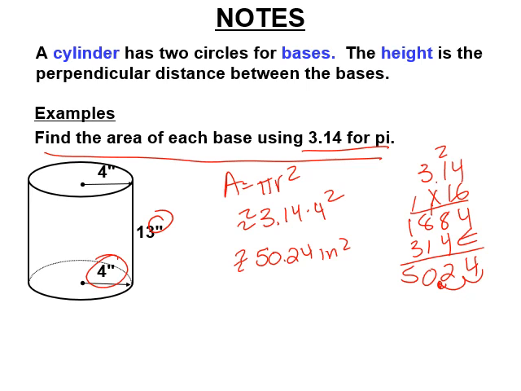Now it turns out all the other circular objects that we're going to be finding in this unit, their volume is based on pi r squared. And we're going to see the first of those today. You might want to remember that, 50.24.